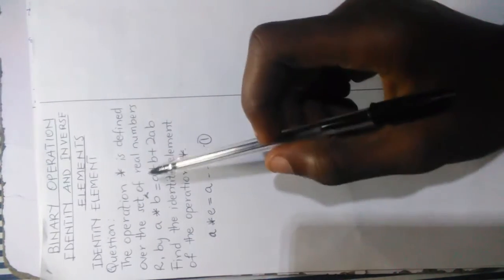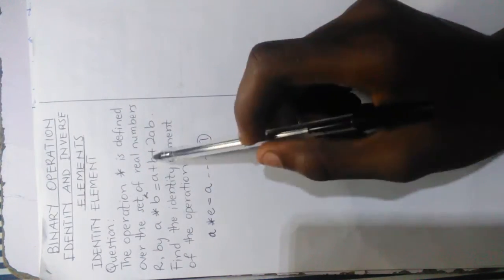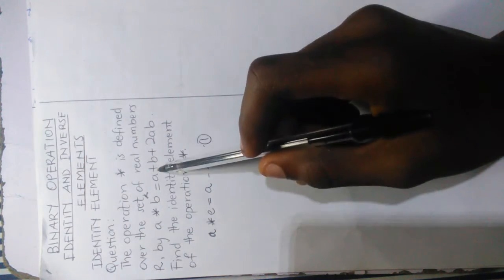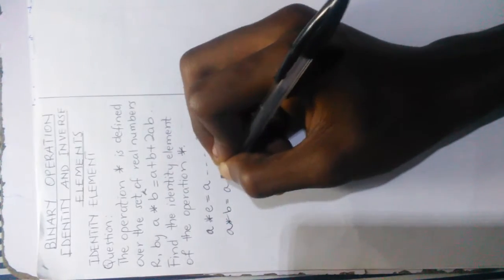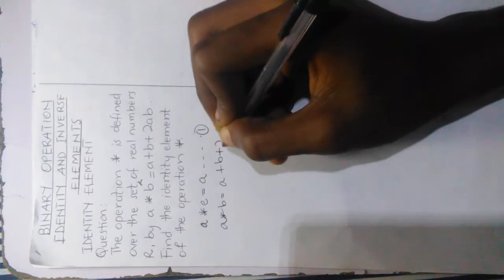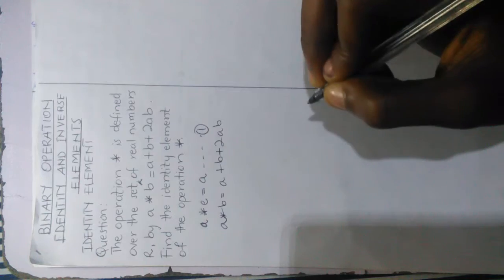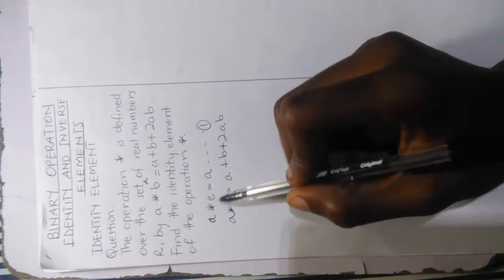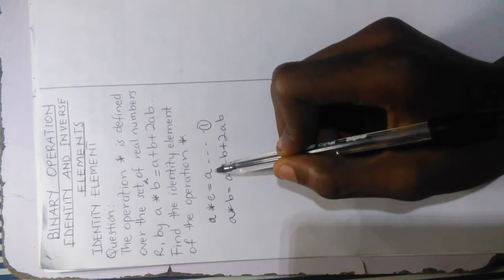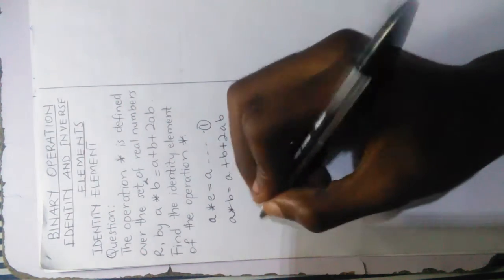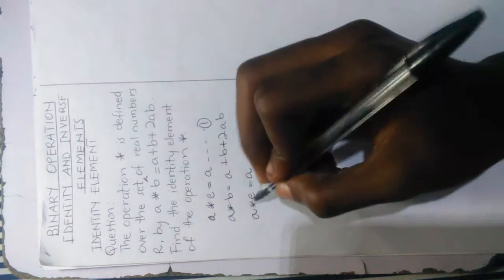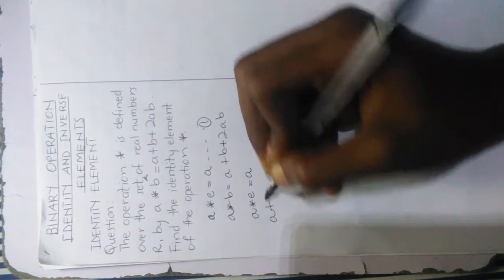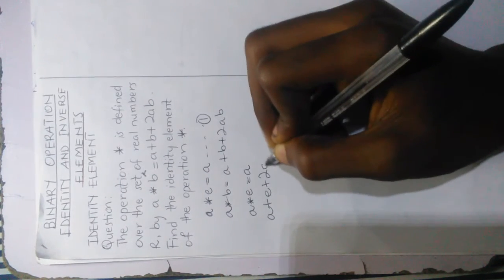So now, in order to solve this question, the rule governing the operation here is A star B is equal to A plus B plus 2AB. This is the rule governing it. Now, looking at the rule governing how to solve for the identity element, we know that A star E should give us A. Now, according to the rule, A star E will be A plus E plus 2AE.